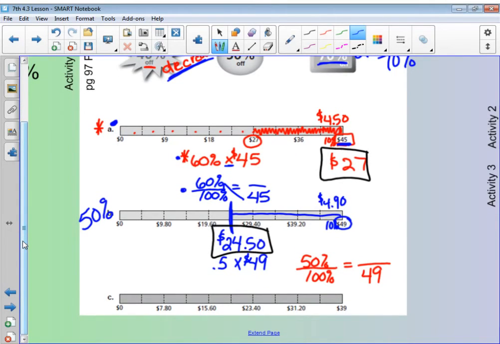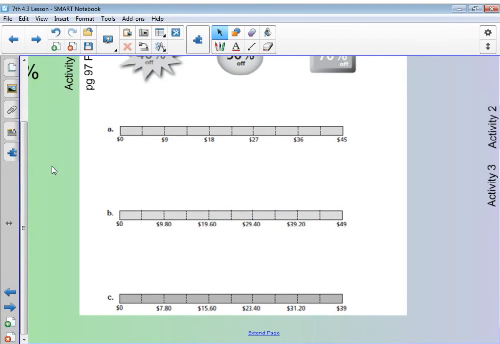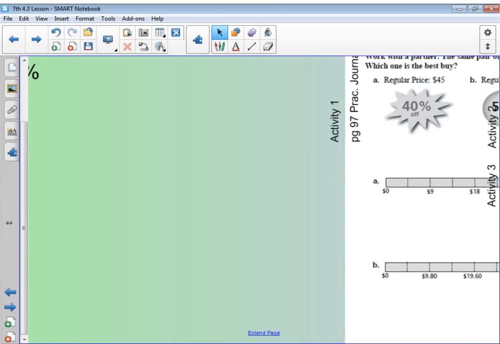So you're going to go ahead and finish this up, and then you'll check your answers with my answer key when you're finished. Okay? All right, so let's go ahead and look at activity 2. Okay, so you can go ahead and pause your video.